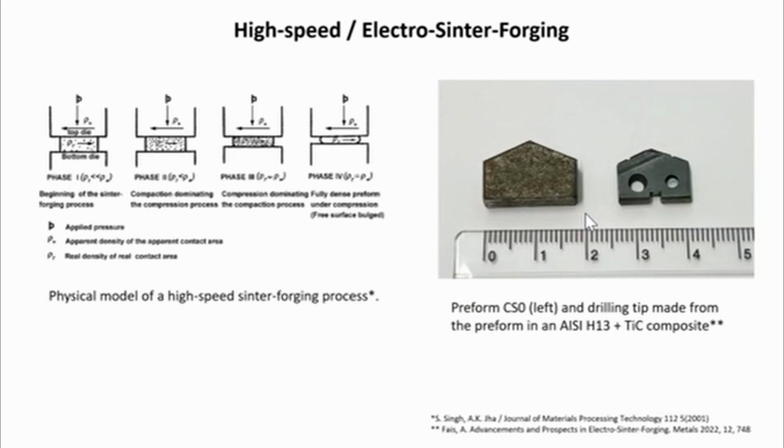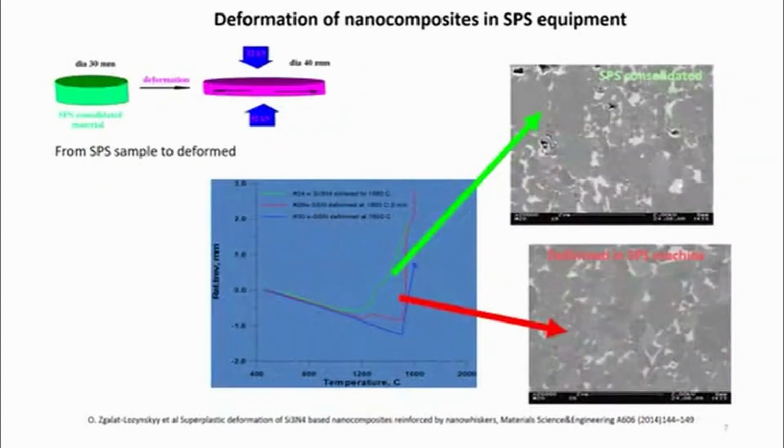Sinter forging is a combined superplastic deformation and sintering process. The technique was developed and is mainly used for ductile materials such as metals. Since nanoceramics exhibit superplasticity at high temperatures, sinter forging has been applied to nanoceramics too. For example, it's possible to make deformation of nanocomposites in spark plasma sintering equipment. The deformation test could be applied for electric sintering.